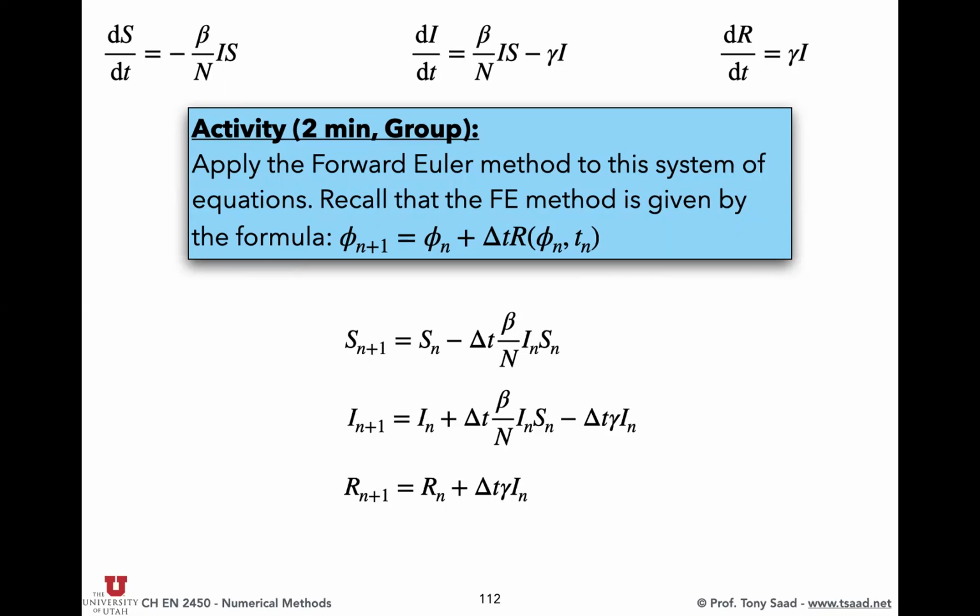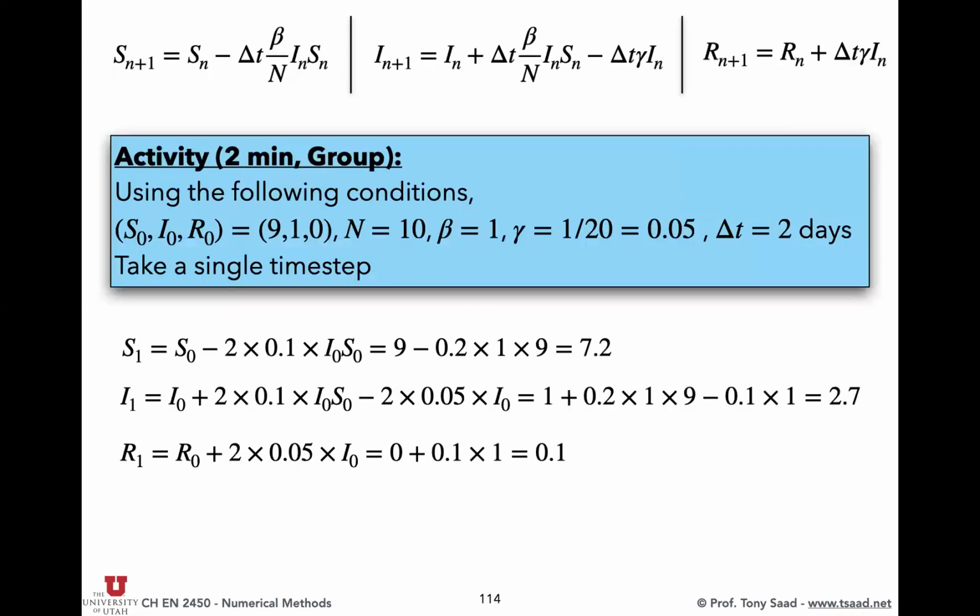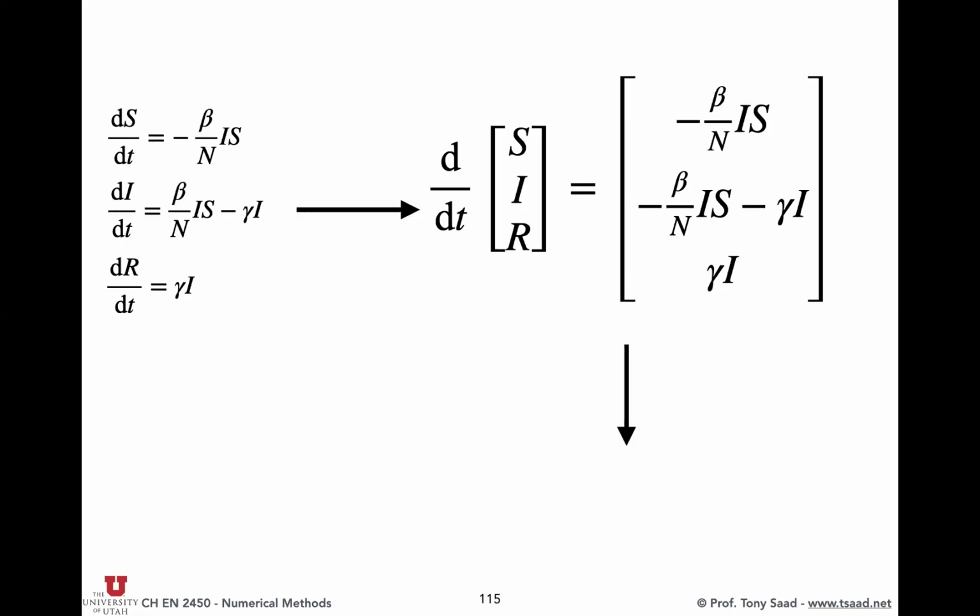Now, the next activity we're going to skip, but I want you to do it by yourselves at home, and I have the answers in the slides. It asks you to take some specific conditions and do a single time step using the formula that you just developed. But we're going to skip that activity right now in the interest of time. I want to go next into how we can get this into a programmable form using Python.